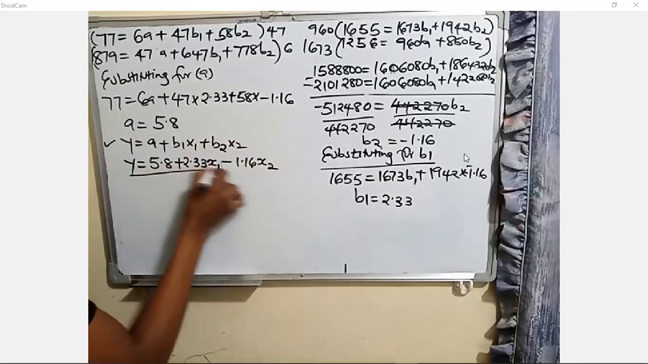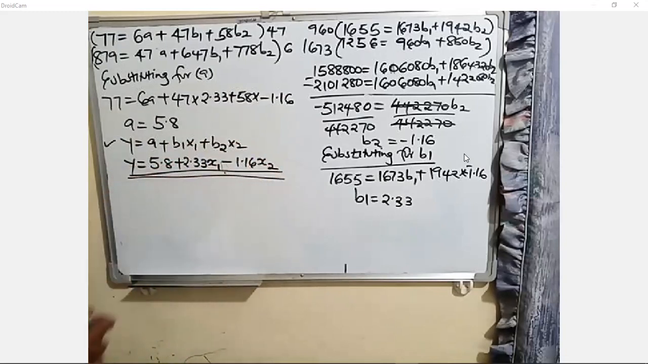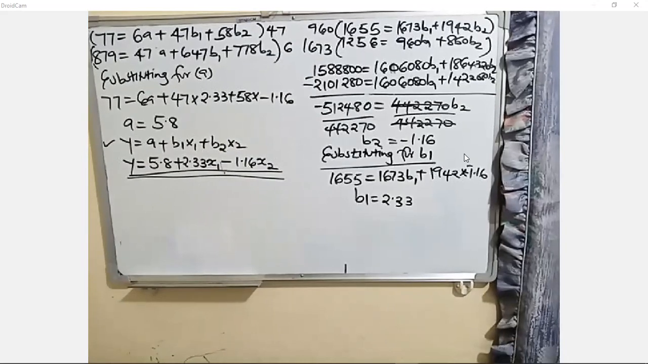This is how we normally formulate multiple regression equations. Are we together up to that point? Is it okay?